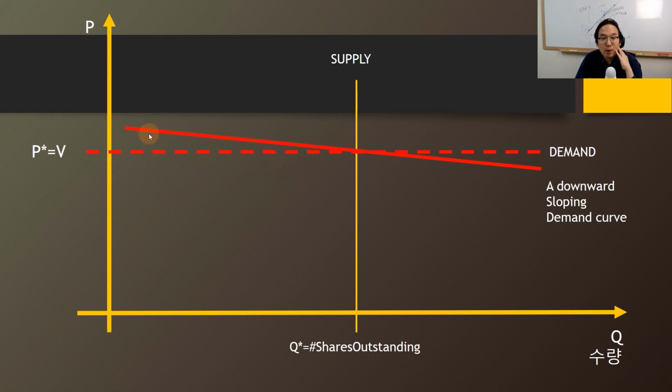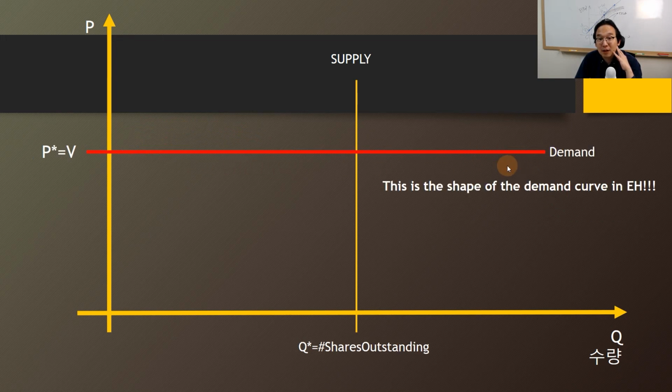Then what happened? Well, this demand curve gets flatter and flatter. Ultimately, the demand curve will be horizontal. Flat demand curve. This is the demand curve that we are talking about in the efficient market hypothesis. In economics, if you remember perfect competition, the demand curve that you face will be like this, right? Now, supply is fixed and demand is like that, flat.